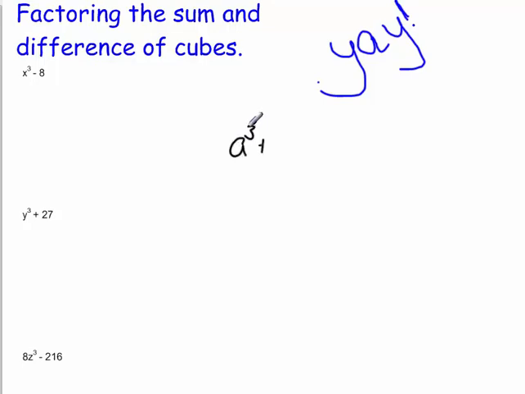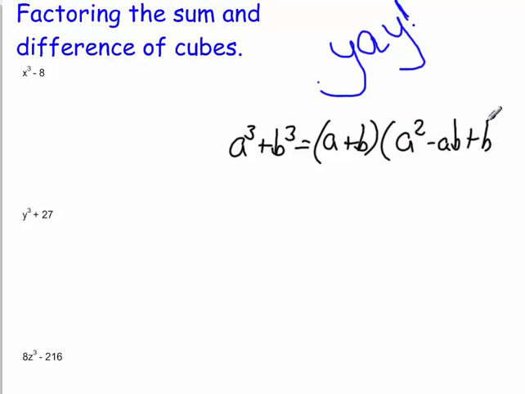So a cubed plus b cubed. For a and b, it can be any numbers in the world. They don't have to be the same number. The cubed versions of those, if we want to factor this polynomial, then we end up with a plus b, times a squared minus a times b plus b squared. This is the factored form.